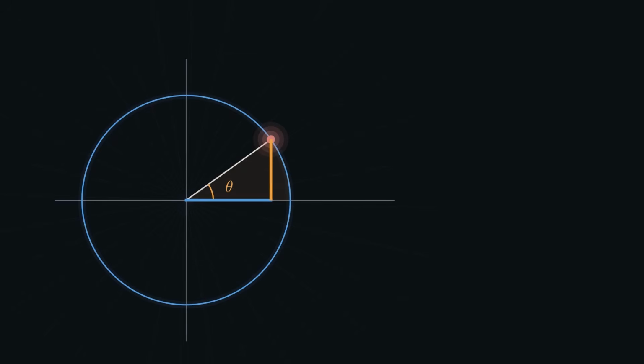And here's the quiet trick of the whole video. That horizontal side of the triangle, that is the cosine of theta. The vertical side, that is the sine of theta. This isn't a coincidence we have to prove. It is literally what sine and cosine were defined to be. The coordinates of a point on the unit circle as a function of the angle.